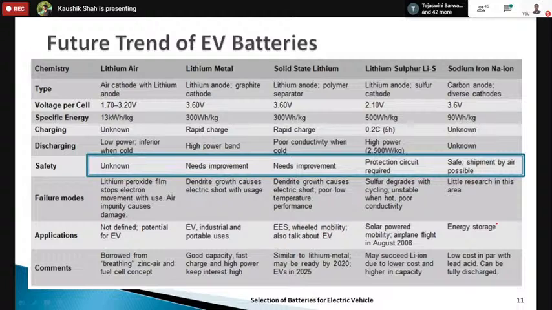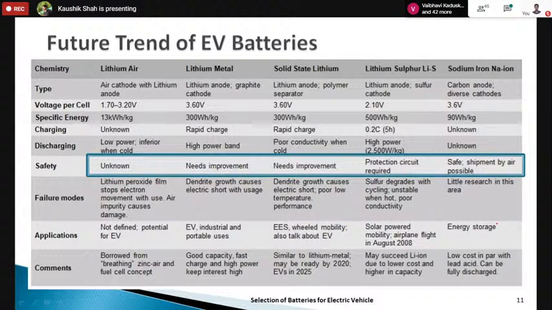Okay, on the safety front, I think more or less some of the chemistry stacks need improvement. It is more to do with the gases which are formed, and the temperature-related limitations.